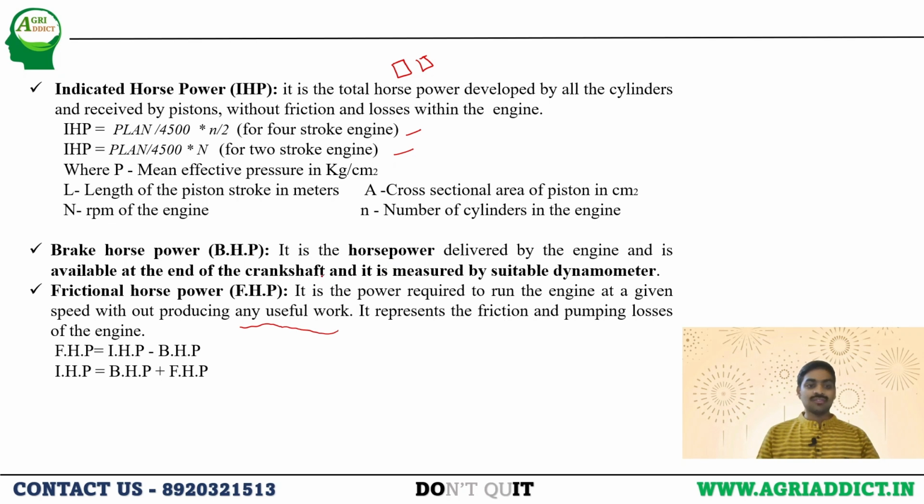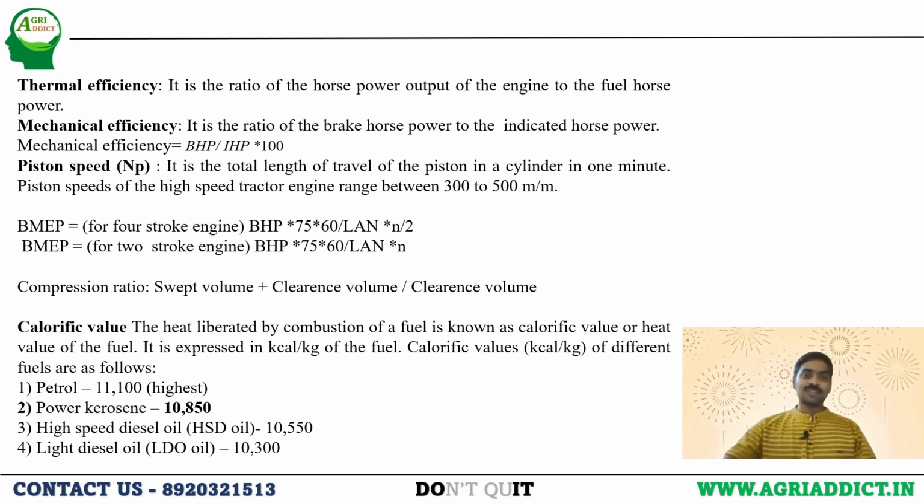These are the formulas of FHP and IHP, indicated horsepower and brake horsepower. The expansion is also important to note down. Thermal efficiency is the ratio of the horsepower output of the engine to the fuel horsepower. And mechanical efficiency is the ratio of the brake horsepower to the indicated horsepower. This formula you can simply note: BHP by IHP into 100.